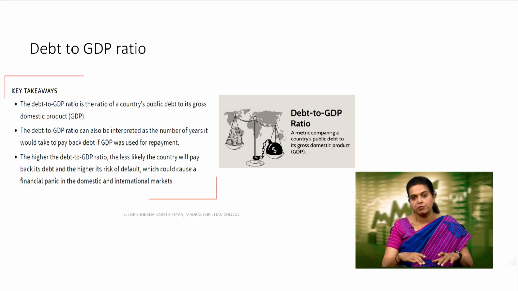It's too much. It means that the government has borrowed too much according to its current capabilities. So what exactly can be considered a healthy debt to GDP ratio? If we see, we arrive at the concept of good versus bad debt to GDP ratios.